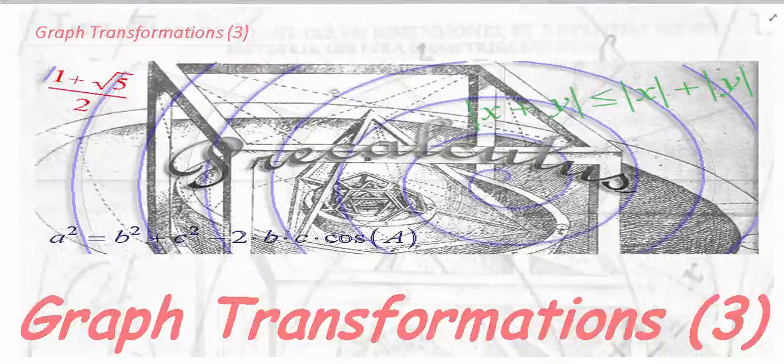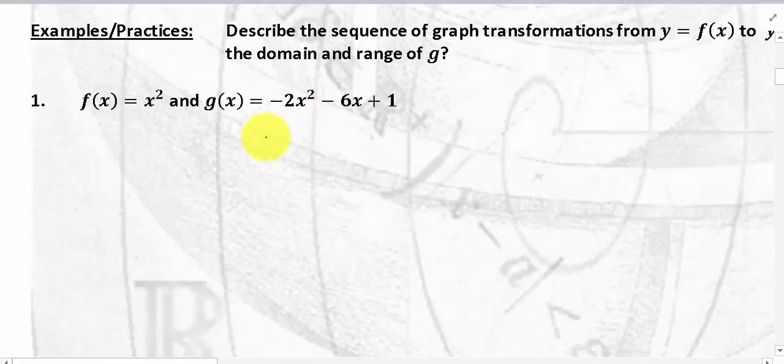This is the third lecture on graph transformation. There are no new results in this lecture, only some applications. So let's begin with the first example. Alright, so you have to describe the sequence of transformation from f to g.